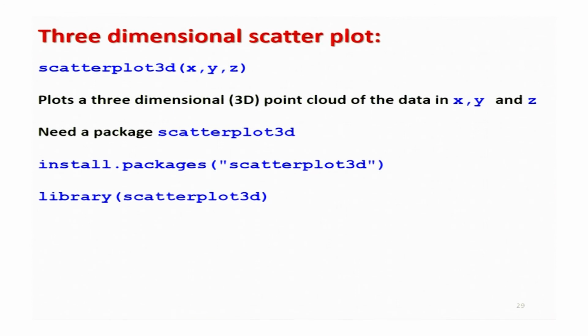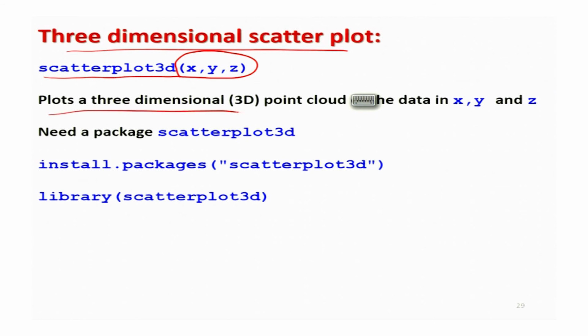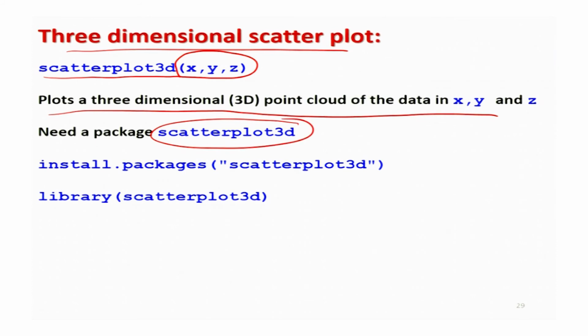Okay, so now I take one more topic, that is about three-dimensional scatter plots, right? Three-dimensional scatter plots, you know that they cannot really be done in 3 dimensions, but what we try to do is make a 2-dimensional plot which will look like a 3-dimensional plot. So the command here is scatterplot3d, and inside the parenthesis x, y, z, this will plot a 3-dimensional plot, but it is based on a package, scatterplot3d, right? So for that you need to install this package and then you have to load it.